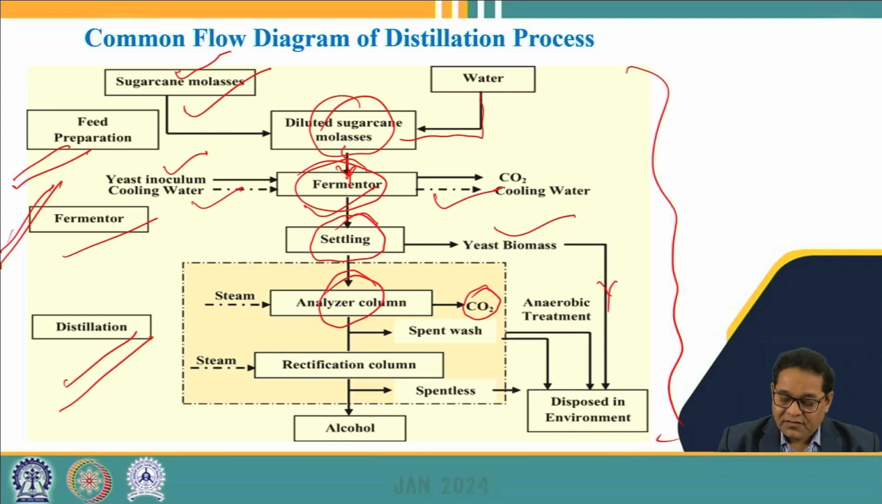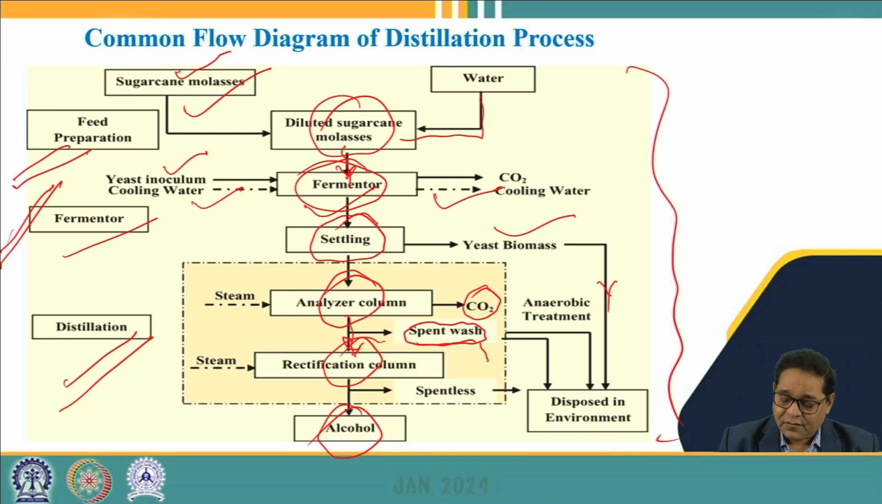After this, whatever alcohol vapor comes out goes to another column, which we call the rectification column. Whatever alcohol comes here may also contain some water vapors. So here rectification of that alcohol is done so as to produce 100% alcohol, which is also called rectified spirit. In this process, after the analyzer column, a wastewater is produced.